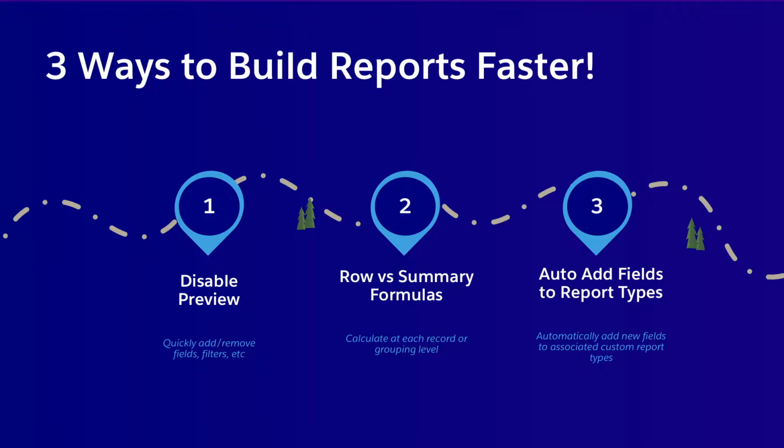faster than Classic. So here are the 3 ways to build reports faster. The first way is to disable preview. In the Lightning Report Builder, recently we introduced a feature called Disable Preview, where you can quickly add and remove fields and filters. Also, you can build formulas faster in Lightning with the new options, row level versus summary level formulas. And we're going to show you a sneak peek into how building report types is going to be a lot faster now with the automatically adding fields to report types feature at the end.